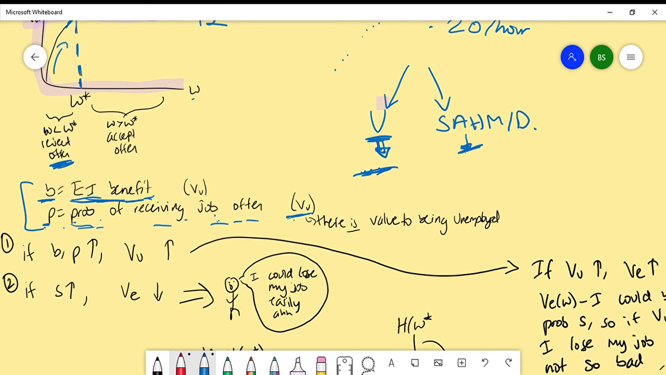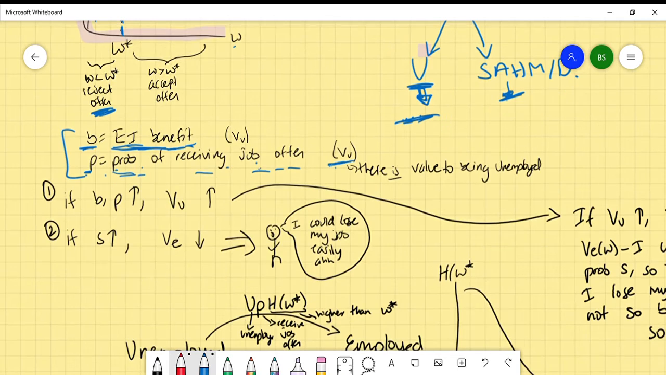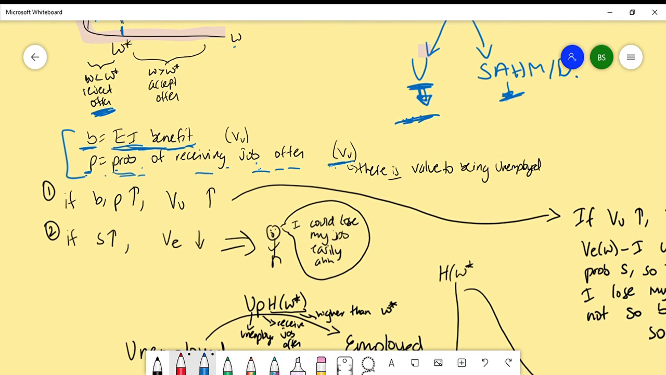So there is value to being unemployed versus not looking for a job. Two things: if your EI benefits or the probability of receiving a job increase, then the value of being unemployed increases. And if your separation rate increases, then your value of being employed decreases. Your separation rate is the probability of you losing your job. If that increases, you're going to think, oh my god, I'm going to lose my job easily now. Which means the value of being employed is lower because I'm stressed out. It's not guaranteed, for example.